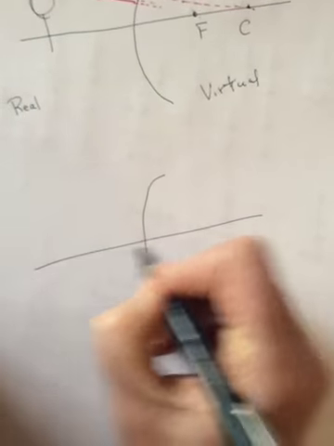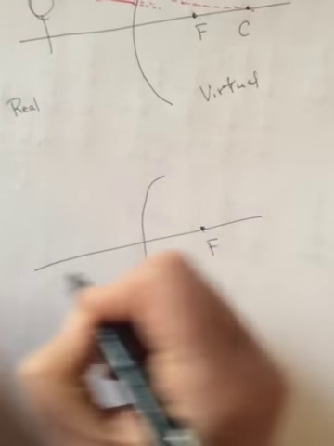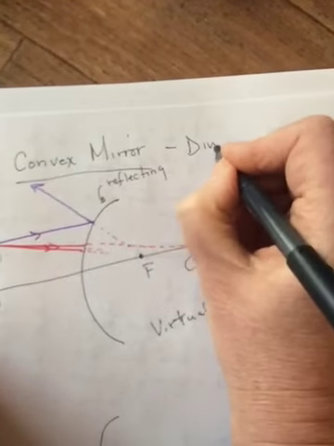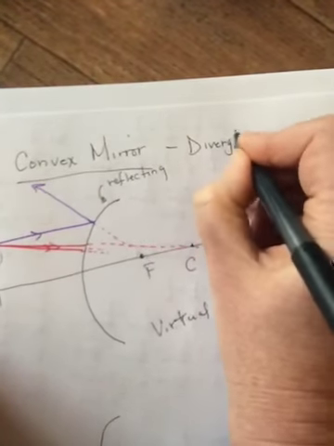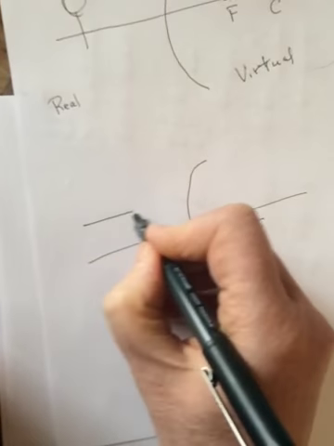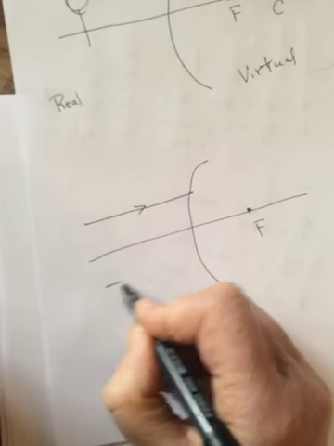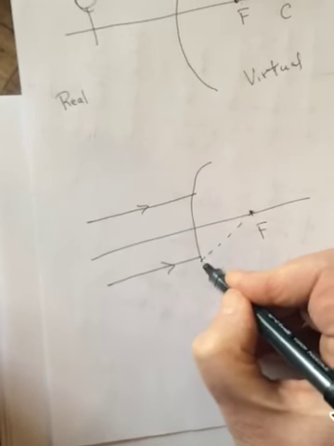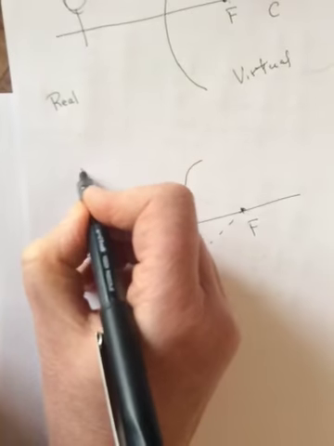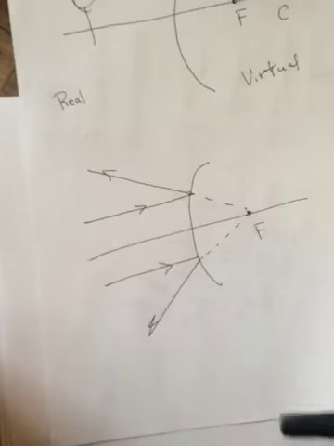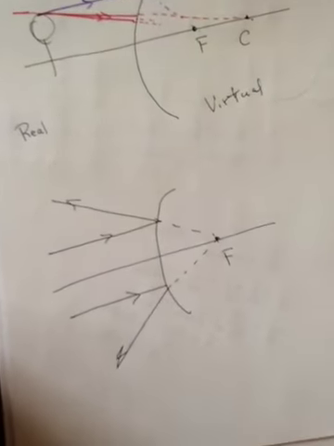Before we get to the one case, here's F. This type of mirror is called a diverging mirror. And it's called a diverging mirror because rays that go in parallel to the principal axis from the top and from the bottom will appear to come from F, but will really end up diverging on the real side. So that's why it's called a diverging mirror.